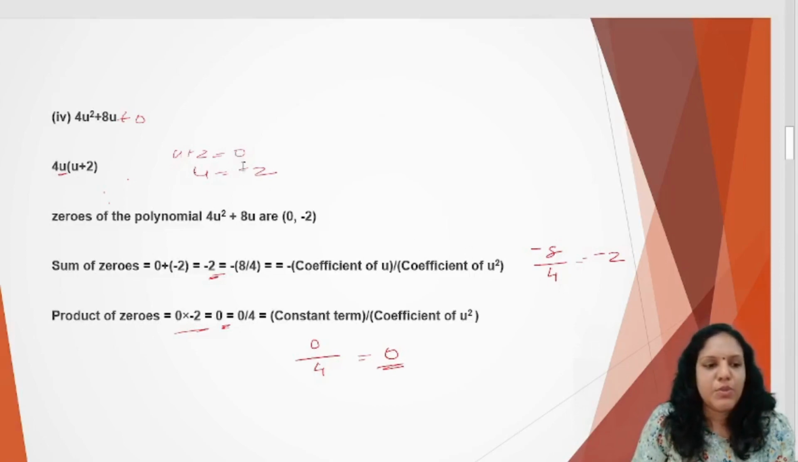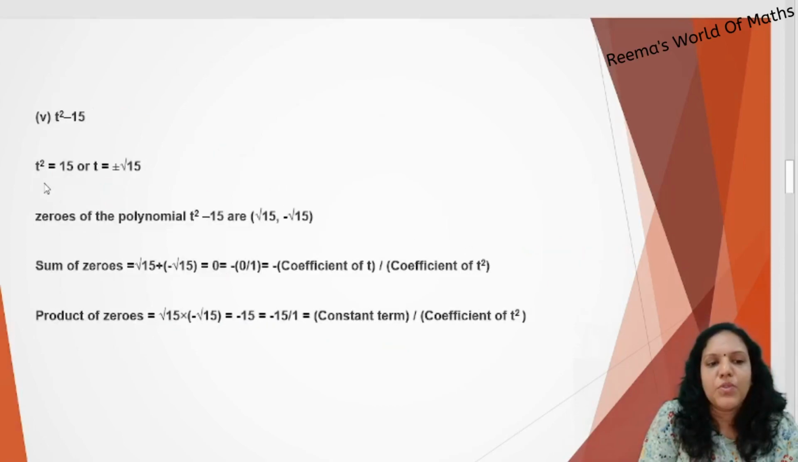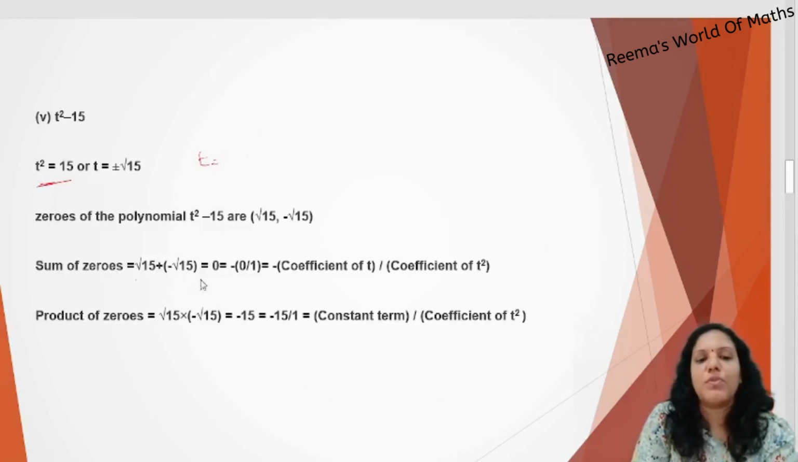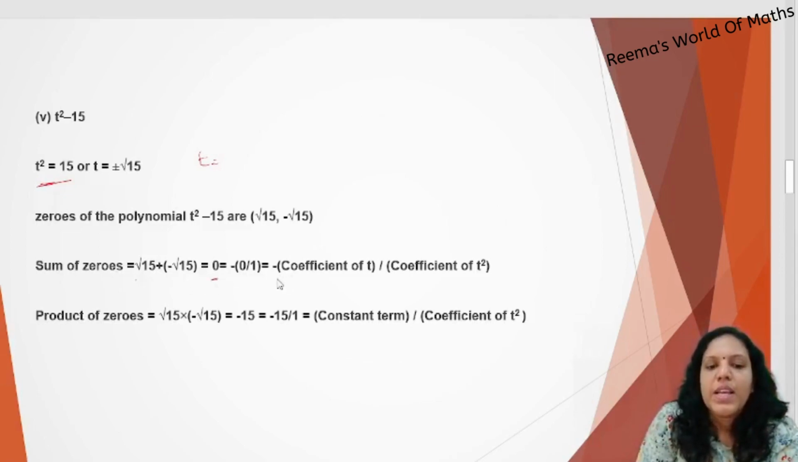So let's move to the last question. We can write it as t squared is equal to 15. So t is equal to plus or minus square root of 15. So the zeros of this polynomial are square root of 15 and minus square root of 15. So the sum of the zeros, square root of 15 plus minus square root of 15, is equal to 0, which is equal to minus the coefficient of t divided by the coefficient of t squared.